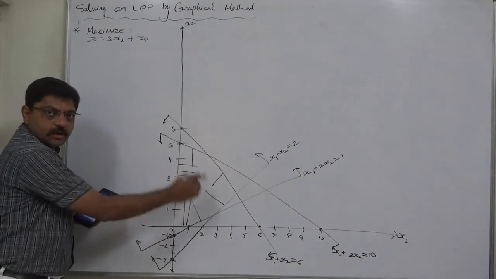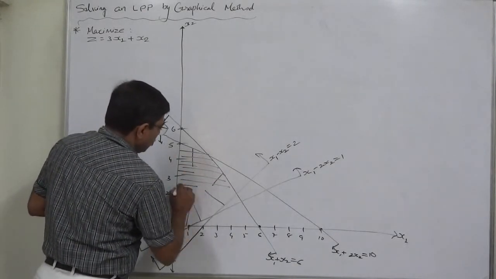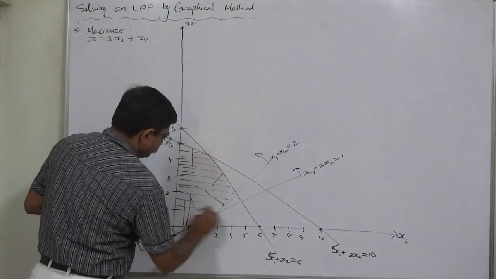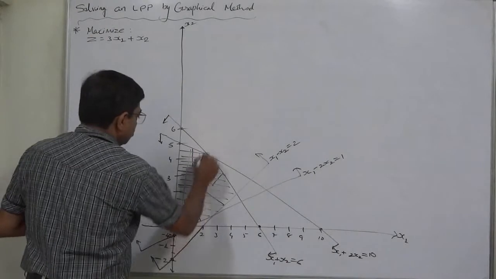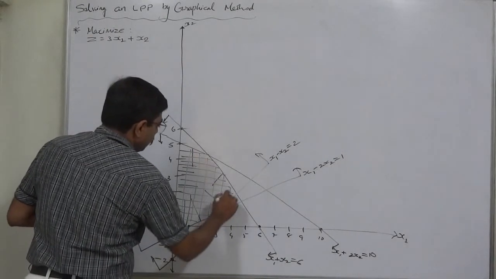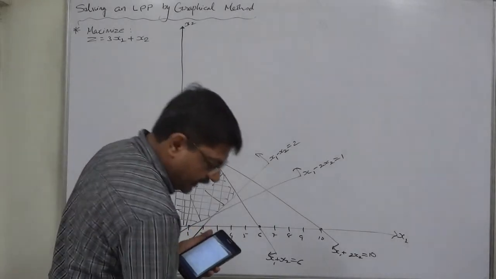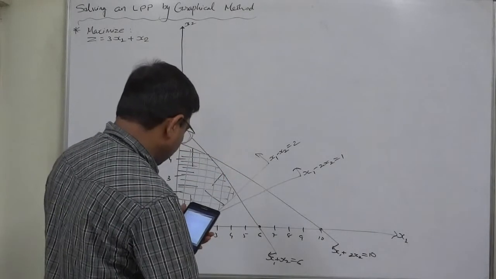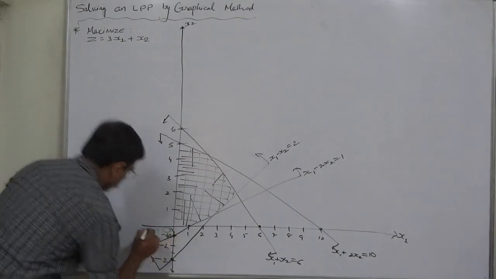So this is the common region, and that is going to be the feasible region, a convex polygonal region. Okay, so we are going to shade that part only. Now first of all, let's count how many corner points, vertices are there. First is O, 0, 0.